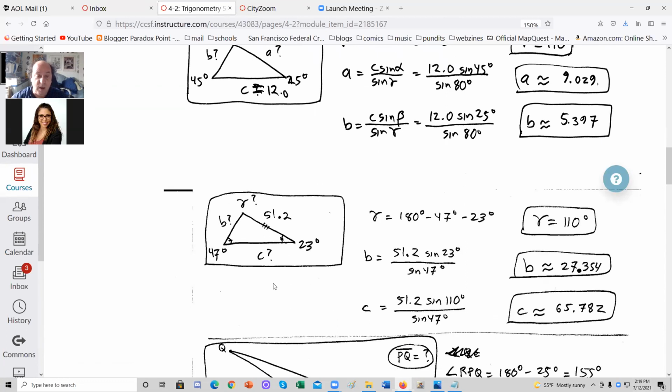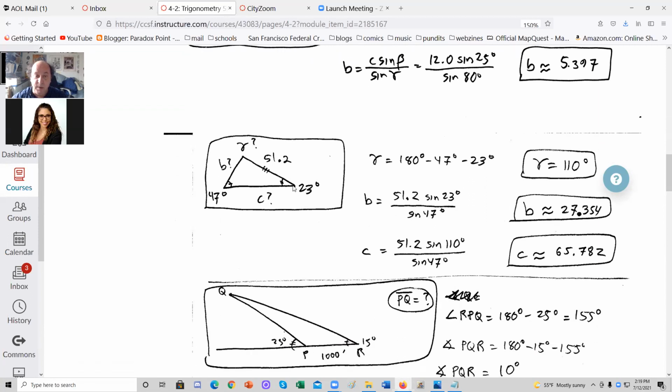We'll see. Okay, here we have an angle, side problem. An angle here, 47 degrees, that'll be alpha. Here an angle beta of 23 degrees. And this side A, opposite alpha, is 51.2. So what's gamma, what's B, and what's C? Gamma is 180 degrees minus 47 degrees minus 23 degrees, which is again 110 degrees. And so this will be A over sine alpha times sine gamma.